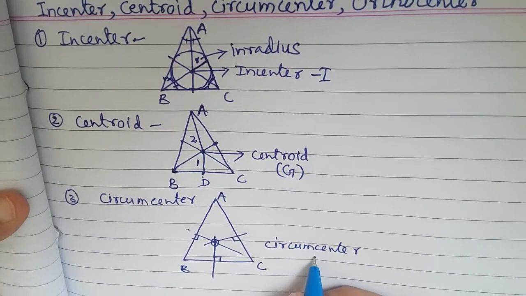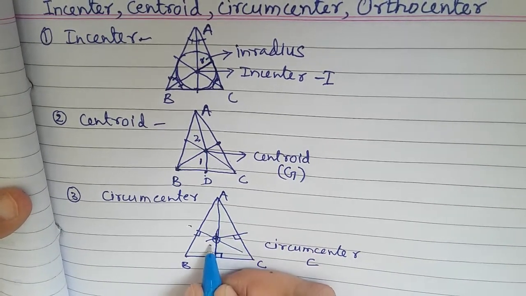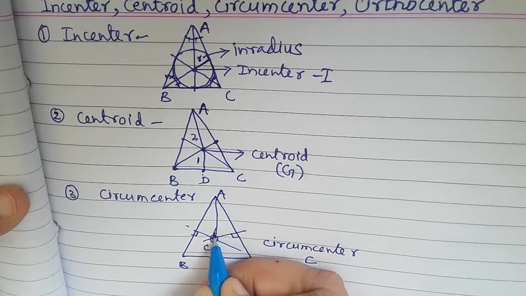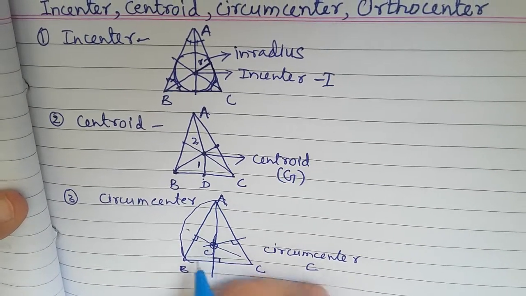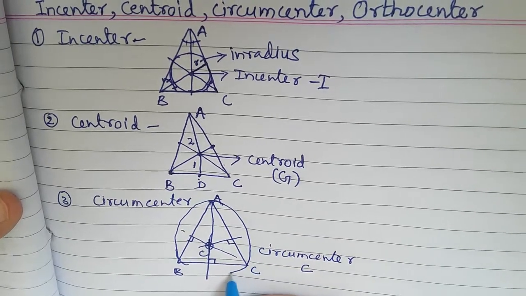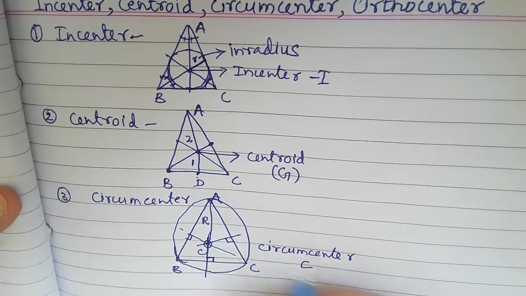Circumcenter is denoted by C and if we join these two, this is C. So taking AC as radius, if we draw a circle, it will circumscribe the triangle. And this radius is called the circumradius.